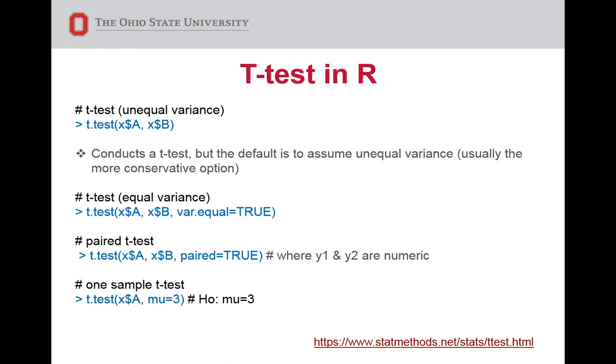If we want to specify equal variance, the t.test command has the option var.equal equals true. If we want to use the paired t-test, we can use the paired equals true option. If we only have a one sample t-test, where we're comparing a mean to a specified value, in this case 3, we would specify the mu equals 3 option.